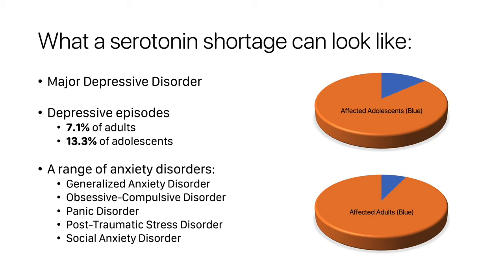First, let's take a look at what happens when our bodies don't produce enough serotonin. Low levels of this molecule are linked to major depressive disorder and a range of anxiety disorders. Depression affects a significant number of both adults and adolescents, 7.1% and 13.3% respectively. When it comes to anxiety, you might be interested to learn that a shortage of serotonin can result in generalized anxiety disorder, obsessive compulsive disorder, panic disorder, post-traumatic stress disorder, or even social anxiety disorder.